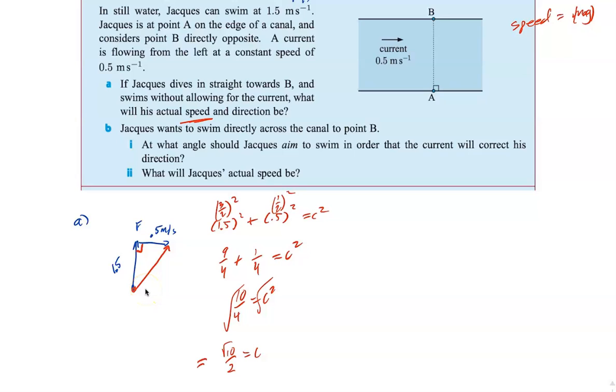And that equals about 1.58 meters per second. So that's his actual speed, right? So he's going about 1.5 that way. The current's pushing this way, so he's actually going about 1.58 this way.